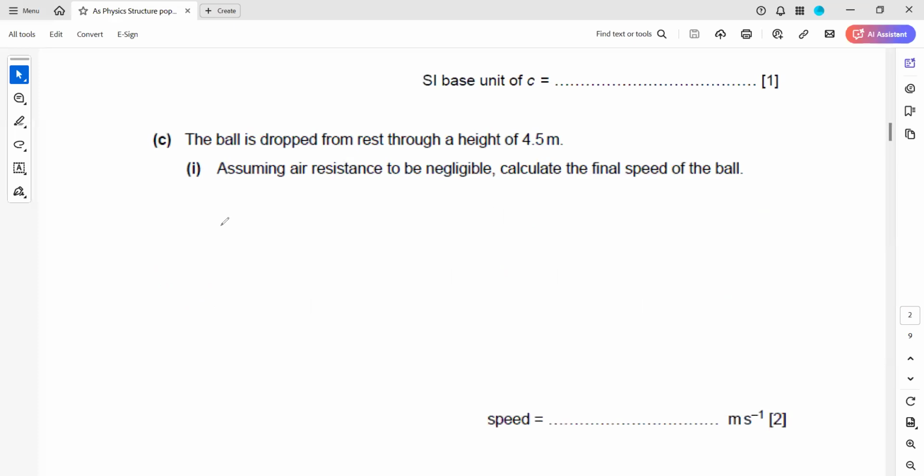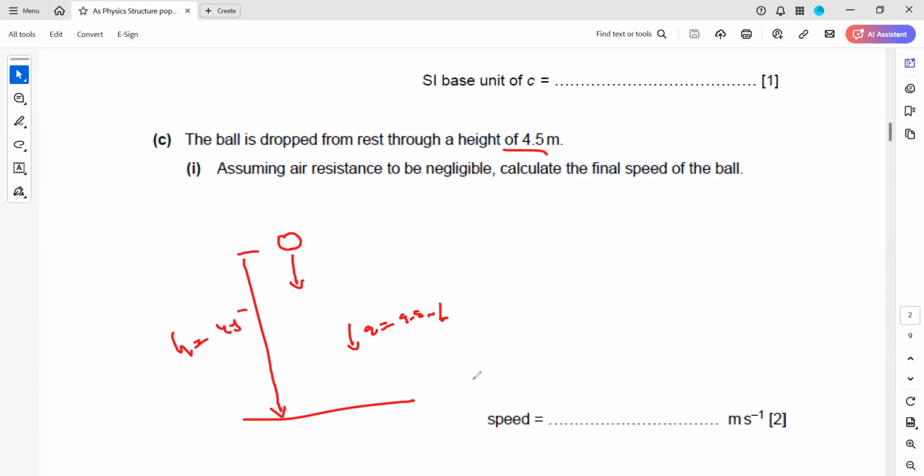Why will you not take it as negative? Because only one motion is there. It's a downward motion, so the acceleration is acting downward. So it will be 9.8. That is also the height. The distance is also downward. So all are in the same direction you are measuring. So don't take height as negative.